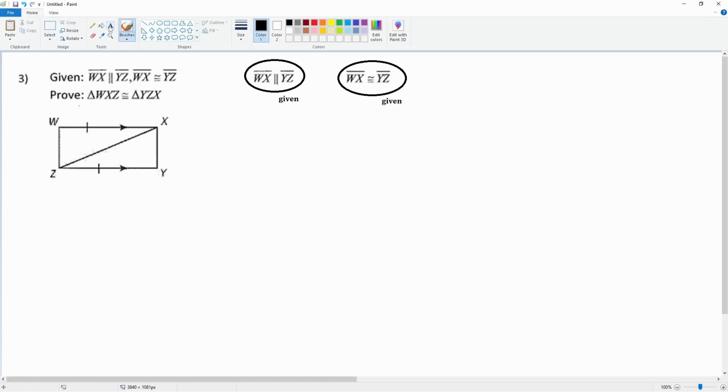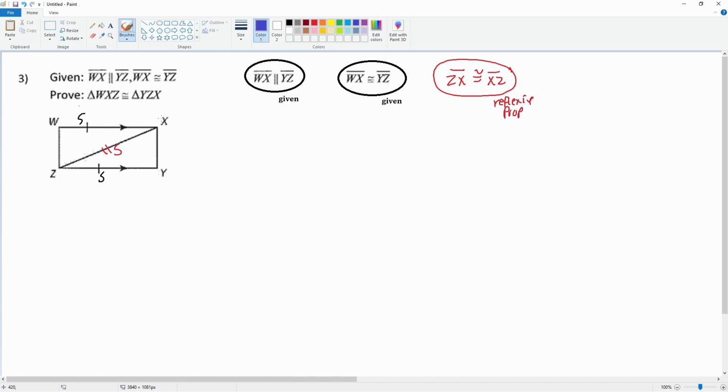Well, we can mark a side here and a side here. Ooh, look, reflexive. So we can get line segment ZX is congruent to line segment XZ, and this is by the reflexive property. So I got another side.